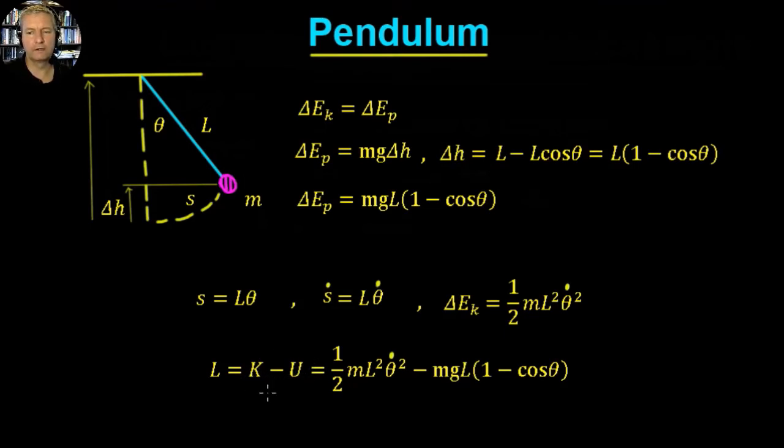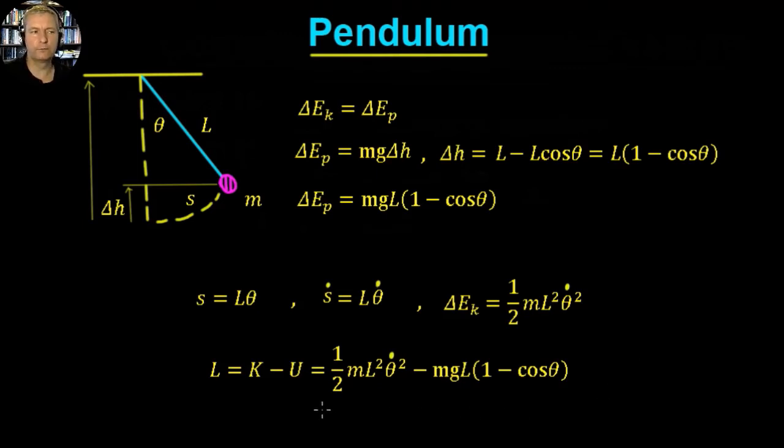Now that quantity is given a special name, and it's called the Lagrangian, and you'll usually just see it written as L. So we can say the Lagrangian for this system is the kinetic energy minus the potential energy. So it's a half m l squared theta dot squared minus m g l (1 minus cos theta). So this equation here is the equation that we're looking to perform the minimization on.